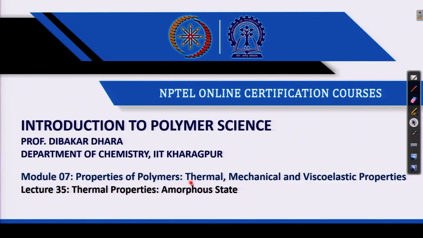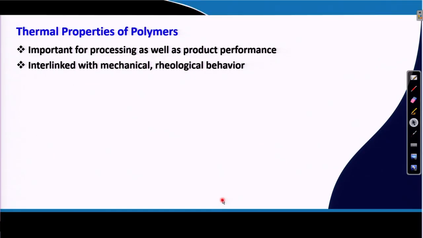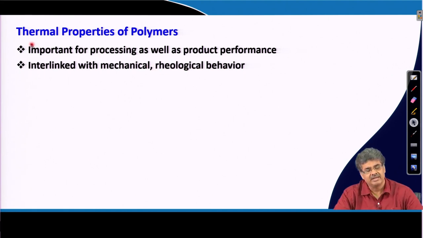So I've been discussing properties of polymers, and I have started discussion on thermal, mechanical and viscoelastic properties. In this lecture, I will focus mainly on thermal properties and on the amorphous state. As I was discussing at the end of the last lecture, thermal properties of polymers are very important for processing as well as product performance, and the mechanical and rheological or viscoelastic properties of polymers are also well related with the thermal properties, as I will discuss in coming lectures.